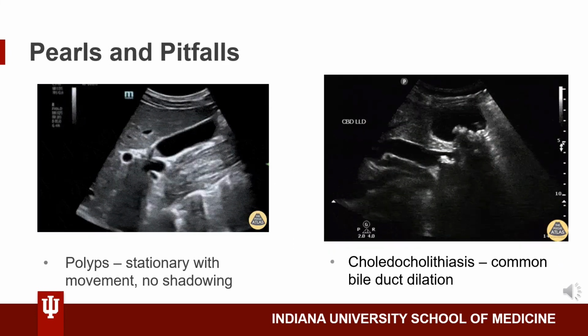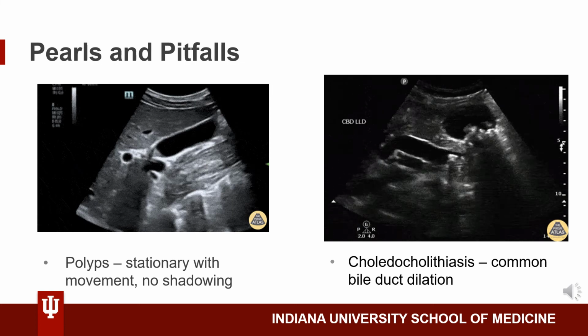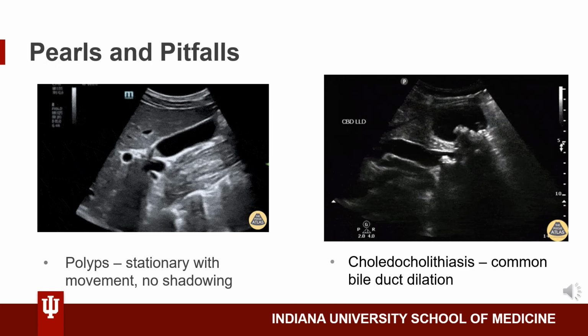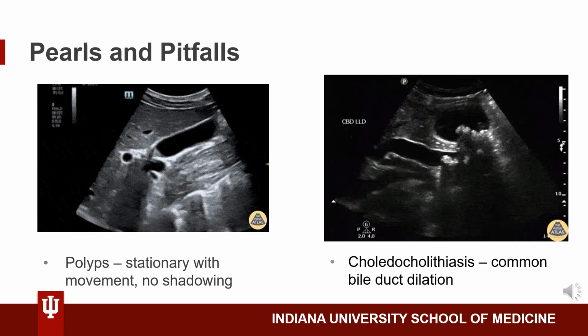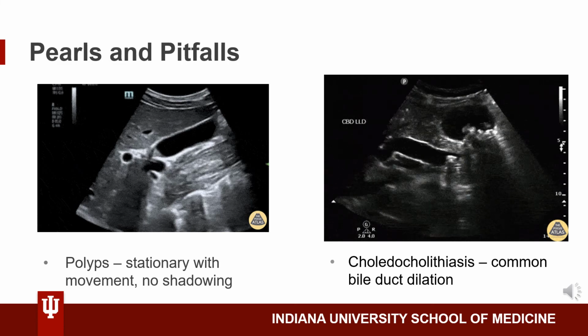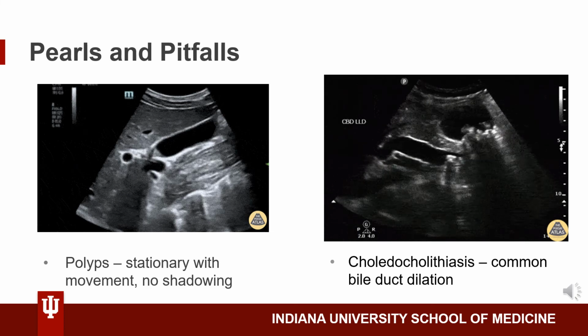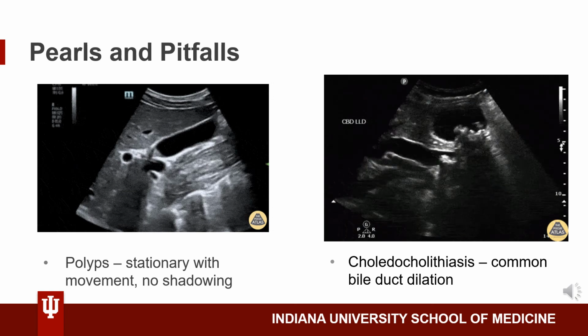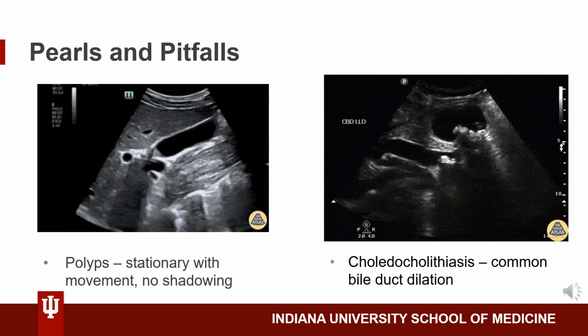So finally, I just wanted to go over a few pearls and pitfalls when it comes to the right upper quadrant ultrasound and cholecystitis. The first is that the differential of seeing things in the gallbladder includes polyps, and these can be kind of hard to differentiate from stones if you don't know what you're looking for. So on the left, you can see a polyp in the neck of the gallbladder. The way to tell them apart is with stones, you can sometimes see them moving within the patient, especially if you have the patient move for you. But polyps will never change position. They will be stationary. Also, polyps have no shadowing behind them, which is different from a stone, which has a lot of shadowing because of the calcification.